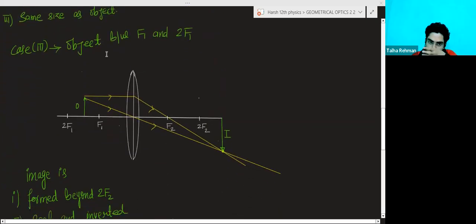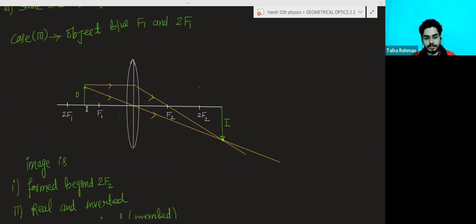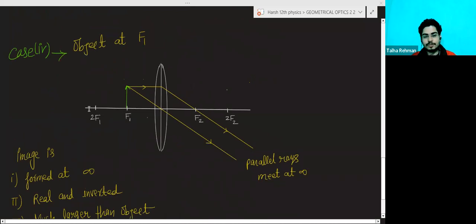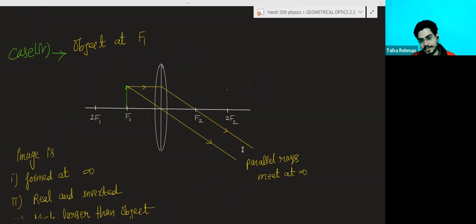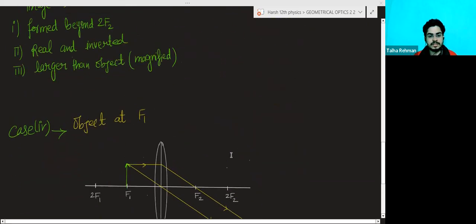Another case, when the object is between 2F1 and F1, then the image will be beyond 2F2, and the size of the image is greater than the size of the object. Another case, when you place the object at the focus, then the image will form at infinity, because these rays will meet at infinity, and the image will be real and inverted, very, very much larger than the object. Now we will discuss another case.